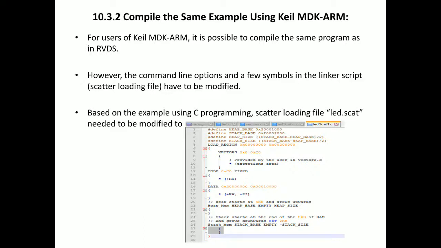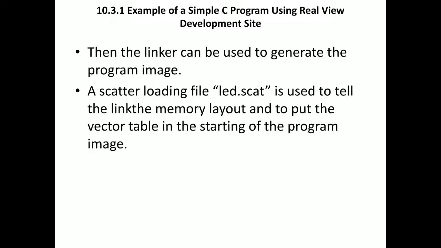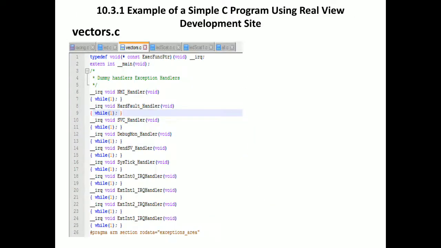Blinky.c program will be same, vectors.c will be same. But while linking you should change the scatter loading script file. Why? Because we are using the thumb2 instruction set. We will go back there to the scatter loading script file.